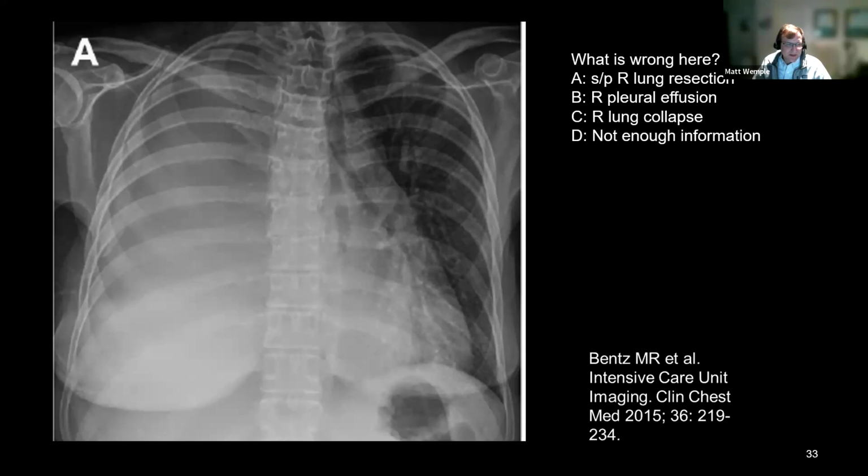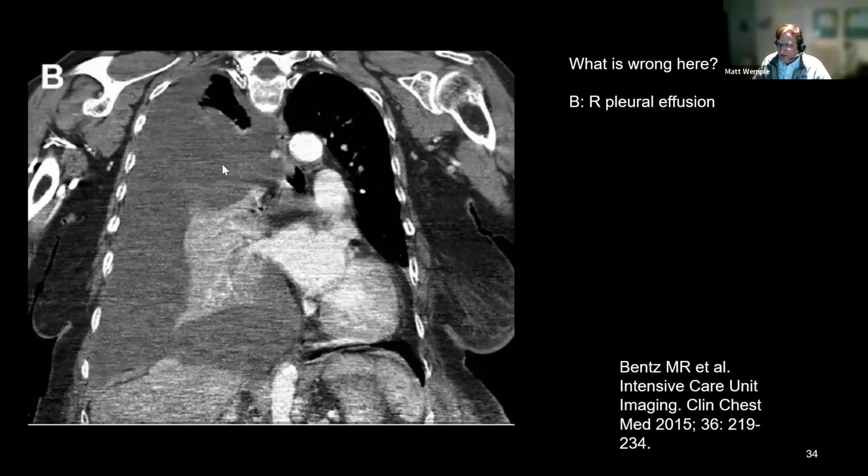All right. This is great. Status post right lung resection gets 29%, right pleural effusion gets 24%, right lung collapse gets 43%, and not enough information gets 5%. Great. So we ended up getting a CT scan on this patient, and this is what we find. This is all fluid here, and it's causing a lot of atelectasis with this right lung, but the fluid is the main phenomenon going on here.